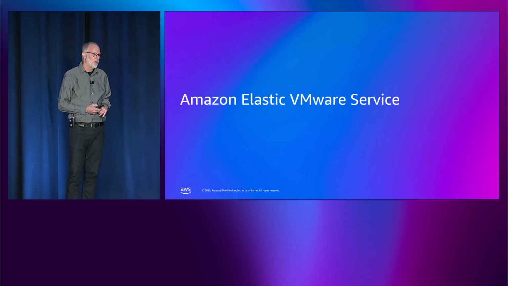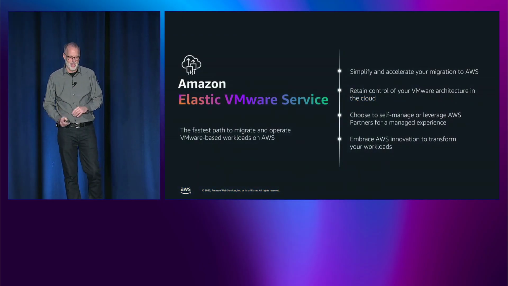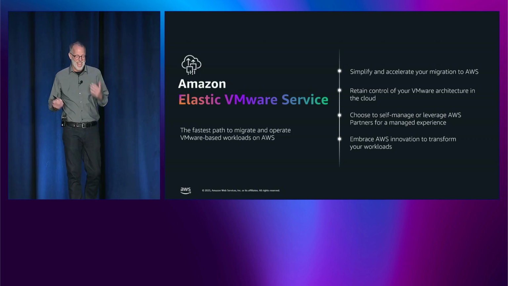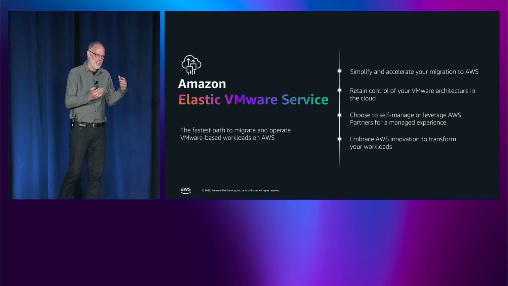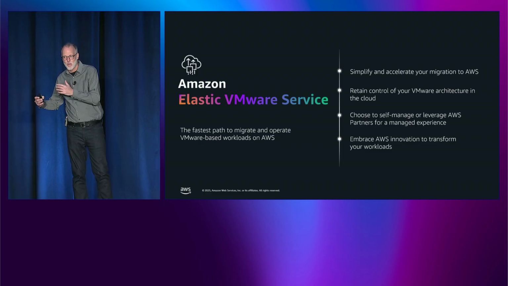So I'm going to start with the Amazon Elastic VMware Service. Talk about it at the highest level, it is just the fastest and easiest way to take your VMware environments and operate them efficiently and in the same way in the cloud.